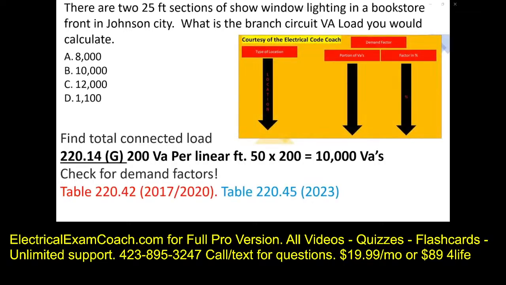We're going to head over to that same table and look for our type of occupancy on the left, and we're not going to find it. We're going to find that we cross over and that it's 100%. So there's no demand factor applied. And we're going to select B. Great job.